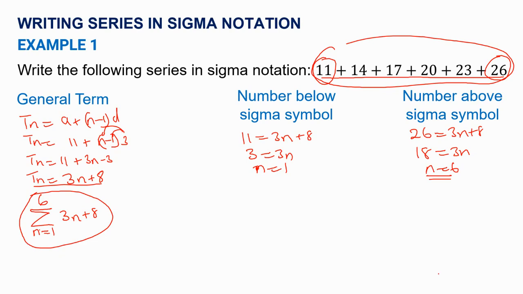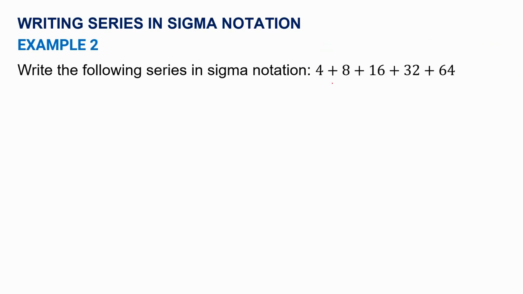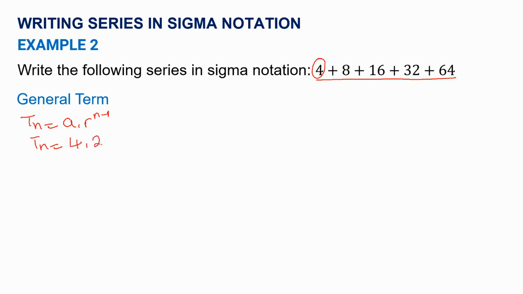Right, let's go to example 2. Let's check this series. This is geometric. So we're going to use the formula for geometric sequences to find the general term. Tn is equal to a times r to the power n minus 1. Our first term is 4 and our r is 2. So Tn is equal to 4 times 2 to the power n minus 1.